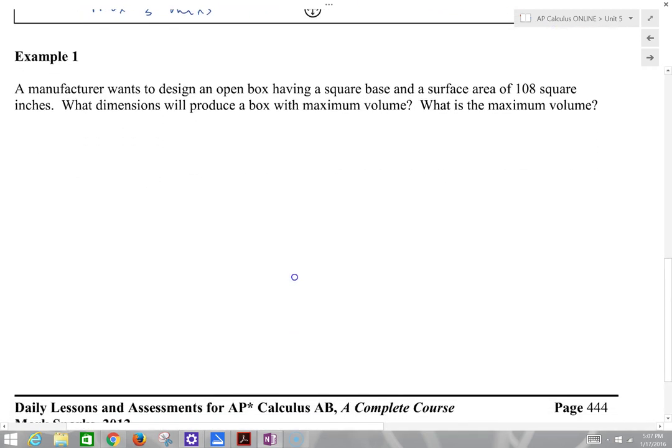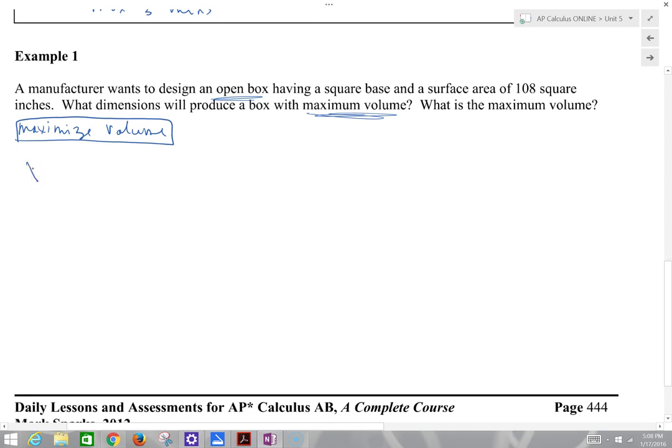Let's put this to work with an example. We're talking about a manufacturer who wants to design an open box. That means it does not have a lid, having a square base and a surface area of 108 square inches. And we're trying to maximize the volume. So this is what we're looking for. So what would be the primary? Well, let's see. Let's try and draw a picture. Something like that.